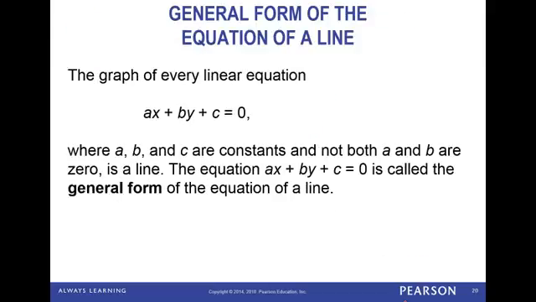Now let's look at the general form of a line. General form of a line is the x and the y and the constant are all on the left-hand side, and it's set equal to 0.